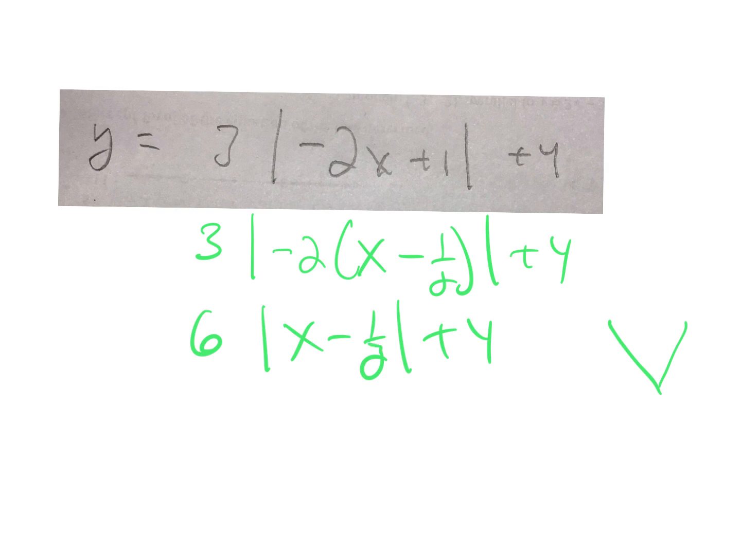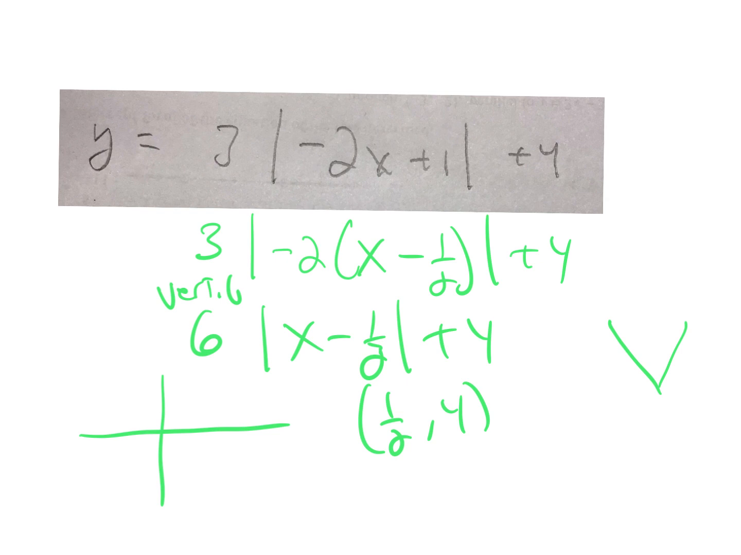So this is what I'm seeing. If I wanted to graph it, I could, but I do know that these absolute value functions behave like this. So I know it's got a vertical stretch of 6. The vertex happens at (1/2, 4), right? That's that point, shifted right 1/2 and then up 4.